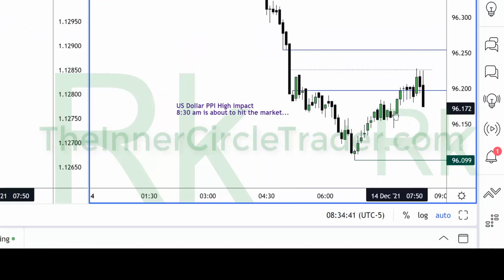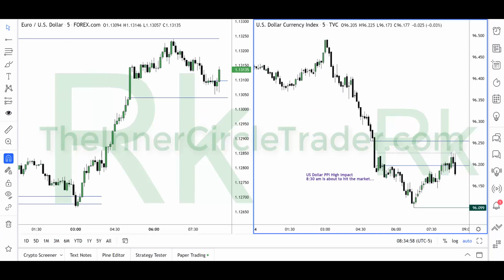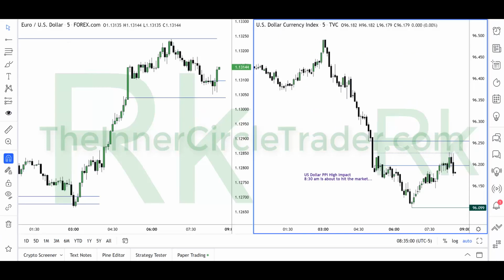Right in here, you can see that small little fair value gap in the bullish order block. If it trades down into that, at the same time the euro should trade up into its bearish order block. If that happens, that's a bullish optimal trade entry for dollar and a bearish optimal trade entry for euro. That would be first stage distribution for the market maker sell model for euro.